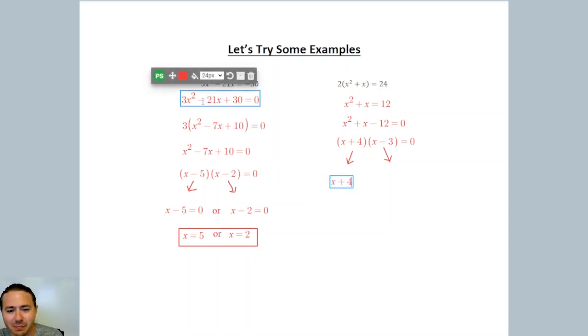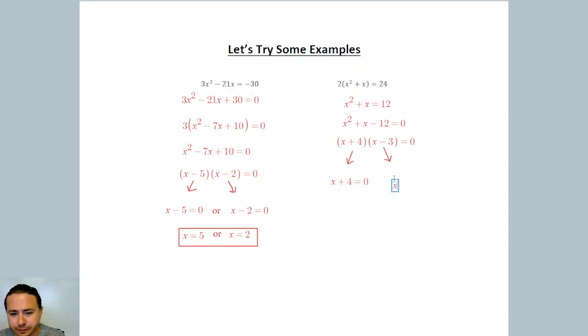Okay, so here we go. x plus 4 equals 0, and x minus 3 equals 0. So we get x equals negative 4 and x equals 3.